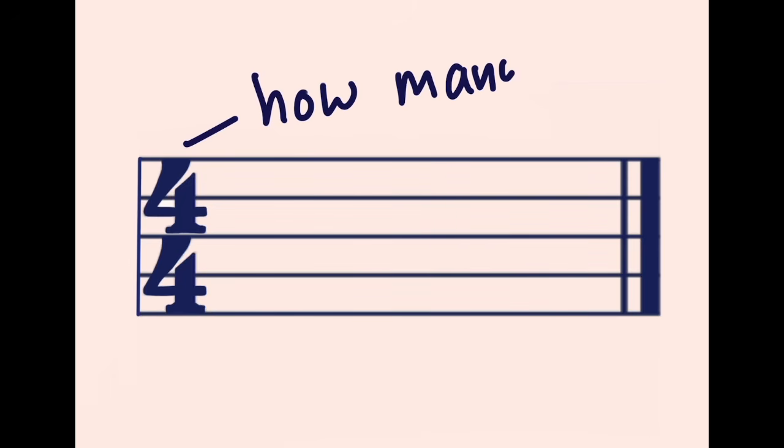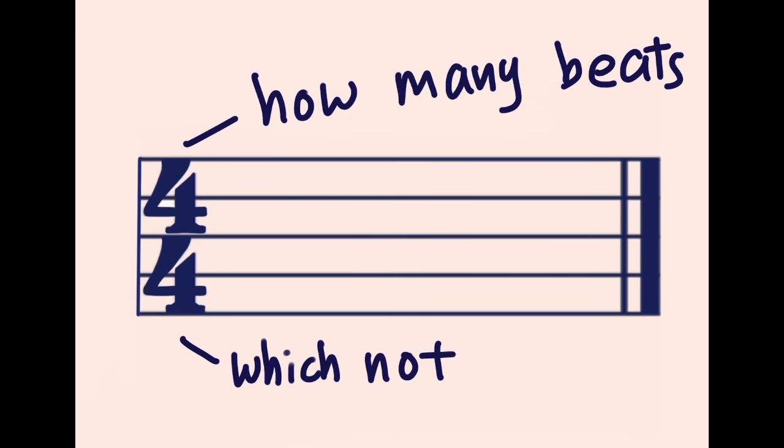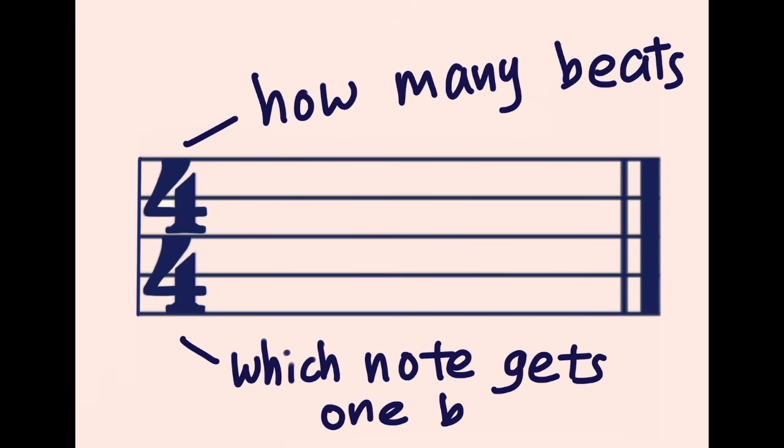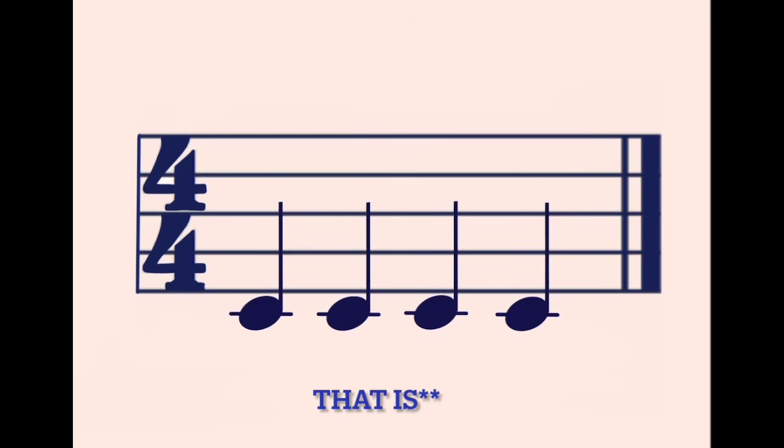The top number of a time signature, which in this case is 4, tells you how many beats are in a measure. The bottom number, which in this case is also 4, tells you the type of note that gets 1 beat. In this case, there are 4 beats in one measure, and a quarter note gets 1 beat. A measure made up of just quarter notes would sound like this.